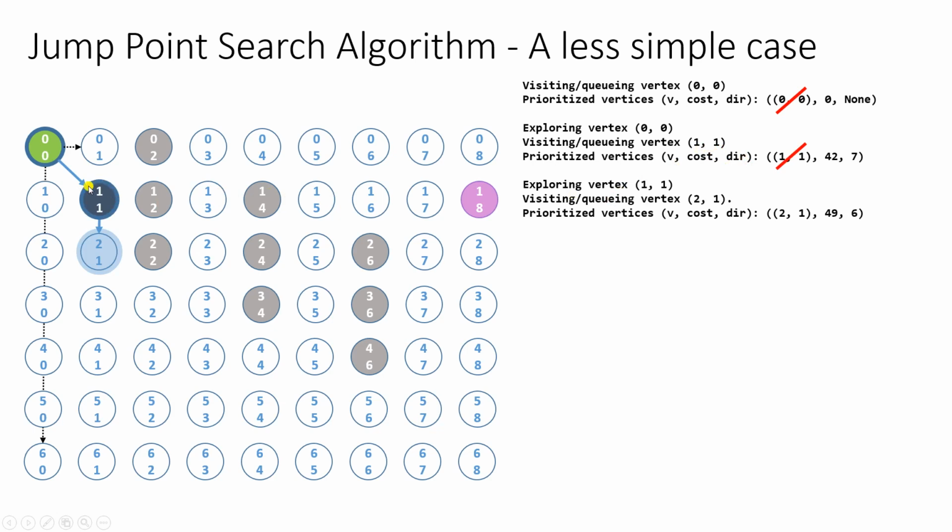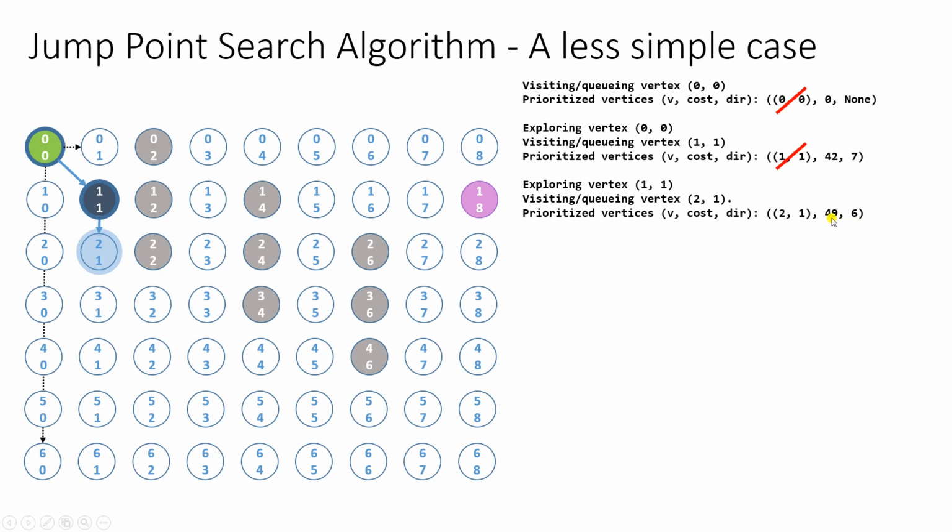Now that we have explored vertex 1, 1, we have discovered, as I told you before, that vertex 2, 1 will be recognized as a jump point. So vertex 2, 1 is put into the priority queue, and currently it is the only vertex in the priority queue. You can also notice that vertex 2, 1 was reached by following direction 6, and that its total cost is 49.